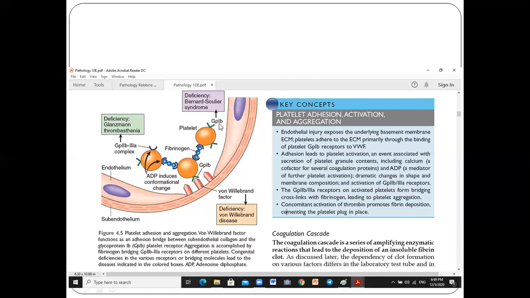Glycoprotein 1b deficiency results in Bernard-Soulier syndrome. Remember these three disorders. Bernard-Soulier syndrome is due to deficiency of glycoprotein 1b. Von Willebrand disease is due to deficiency of von Willebrand factor, and glycoprotein 2b3a deficiency causes Glanzmann thrombasthenia.